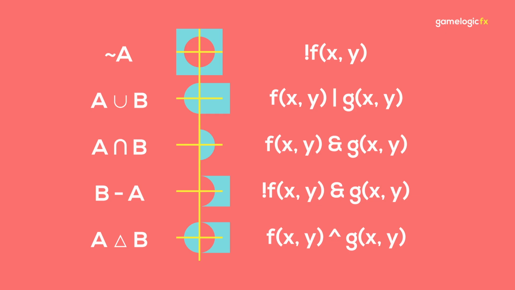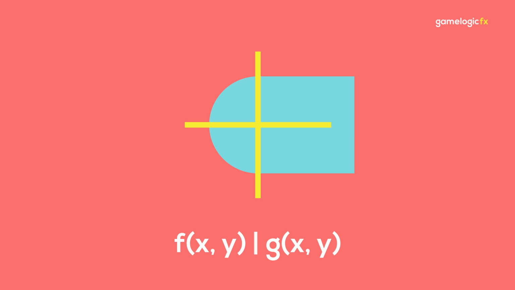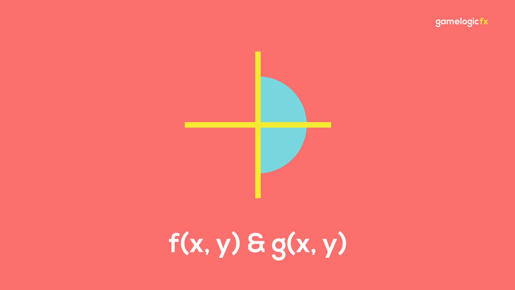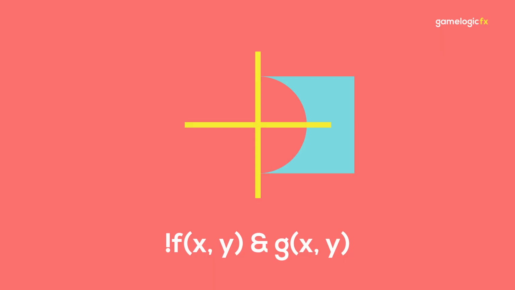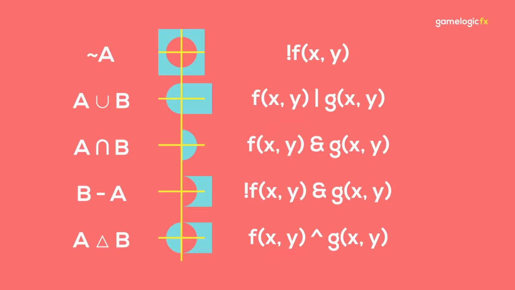This is where the link between set operators and logical operators comes in. We get the shape complement by taking the logical complement of the membership function. We get the union by taking the OR of the membership functions of the two shapes. For the intersection, we take the AND of the membership functions of two shapes. For the difference, we take the AND of the one shape's membership function with the complement of the other shape's membership function. And we get the symmetric difference by taking the exclusive OR of the membership functions of the two shapes. As you can see, there's a direct relationship between set operators and Boolean operators.